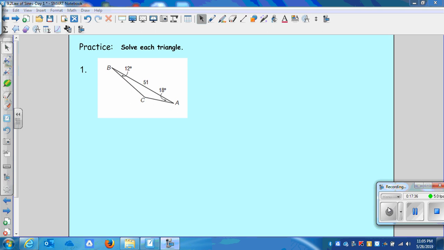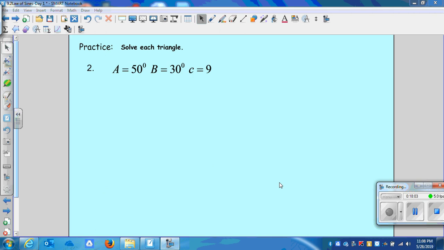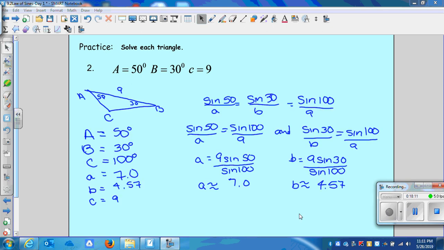The last 2 problems are practice problems. I'd like you to pause the video and work out each one separately, and then unpause the video and check each answer. Go ahead and check your work for number 1. Pause the video if you need to check through the steps. Work out number 2. Pause the video, and when you finish, check your answers. Go ahead and check your answers to number 2, and this concludes 9.2, day 1.